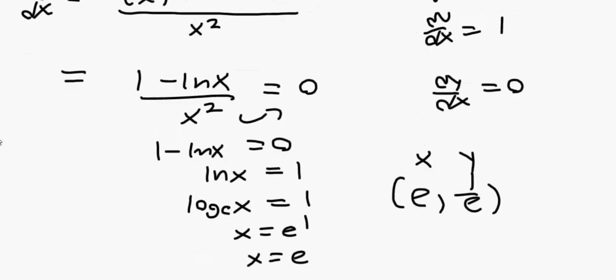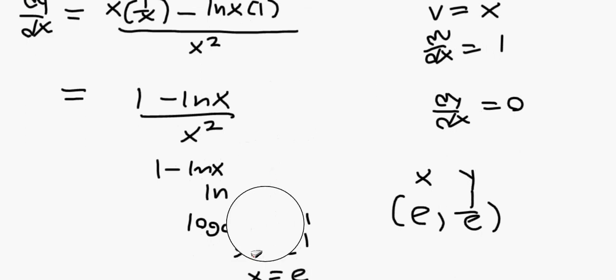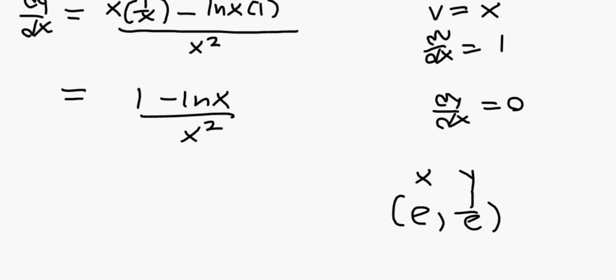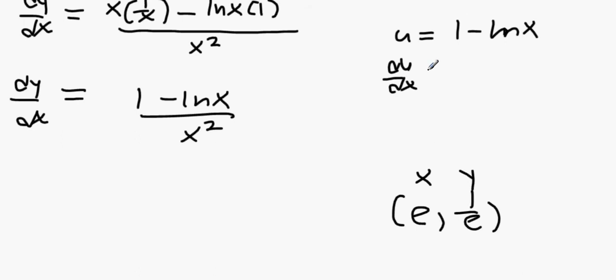Which means we are now going to have to differentiate the first derivative a second time. So here is the first derivative, and what we're going to have to do is differentiate it a second time. So this time, u is 1 minus ln x, and this means that du/dx ends up being 0 minus 1 over x, or simply minus 1 over x. Okay, now that that's done, v is going to be equal to x squared, so dv/dx ends up being 2x.